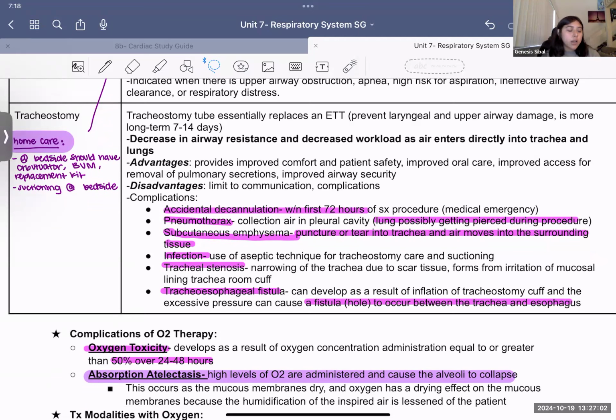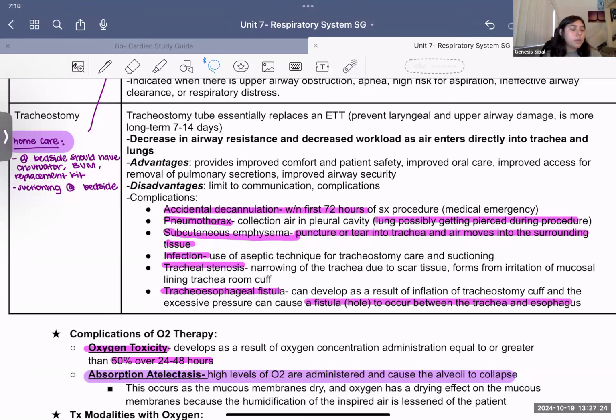I always have struggles talking or saying that word. So this is within the first 72 hours after their procedure, and that is a medical emergency for sure, because now their trachea is just open and now you're just having air come out, air come in. So a pneumothorax, collection of air in the pleural cavity. So you're having a buildup, and we'll talk about it in a second, a buildup of that air. So you have a collapsed lung.